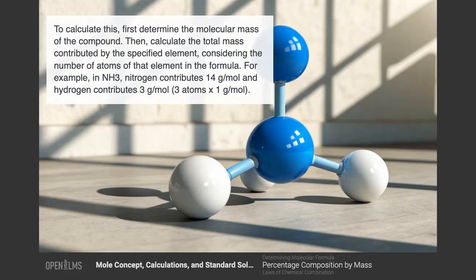To calculate this, first determine the molecular mass of the compound. Then, calculate the total mass contributed by the specified element, considering the number of atoms of that element in the formula. For example, in NH3, nitrogen contributes 14 grams per mole, and hydrogen contributes 3 grams per mole, 3 atoms x 1 gram per mole.